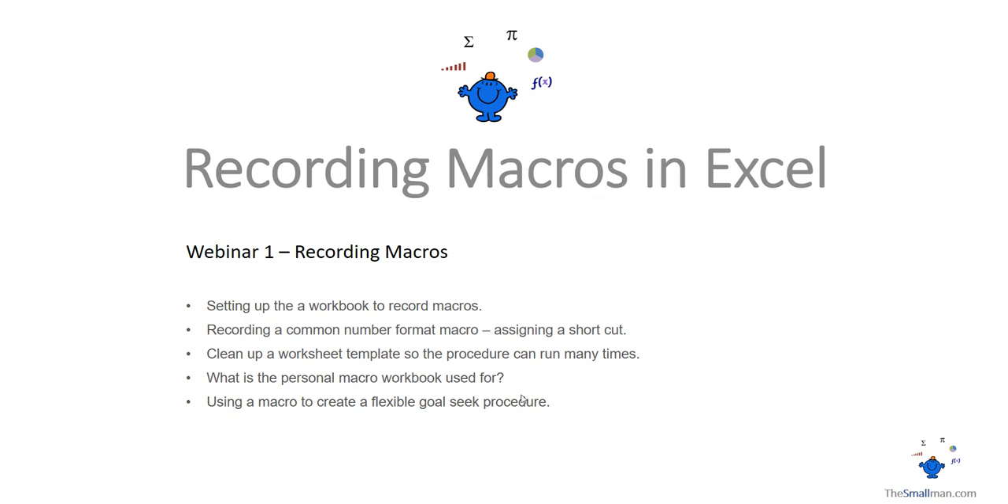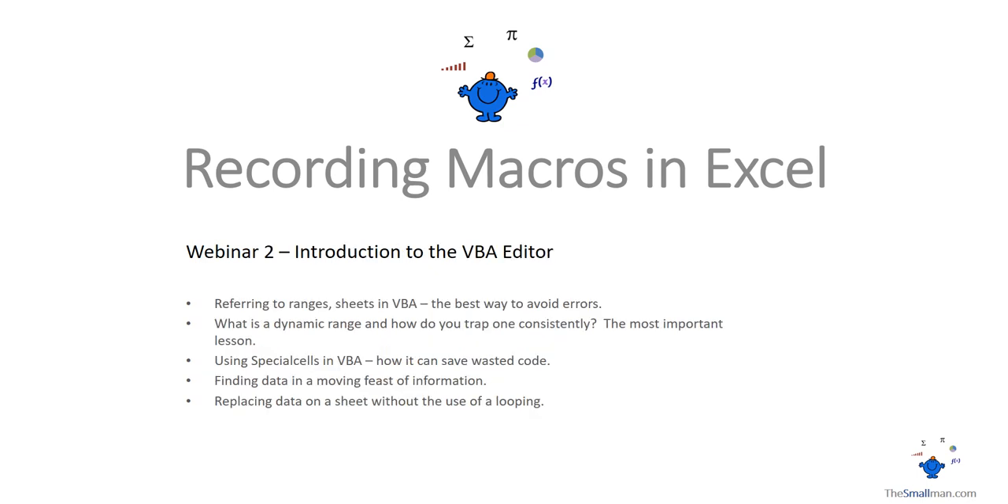We'll have a look at the personal macro workbook. We'll go through and create some practical recorded macros and I'll show you how these can be changed ever so slightly. So we'll do a little bit of manipulation, but we'll mostly be recording macros that will repeat over and over again. And then we'll move on to referring to ranges and sheets and the best way to avoid errors inside of Visual Basic for Applications.